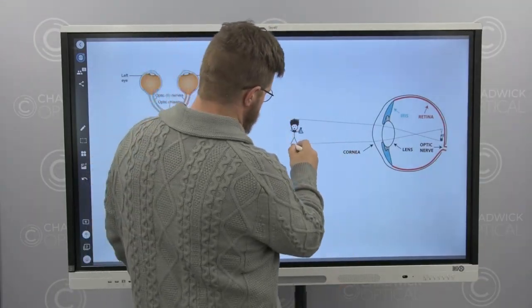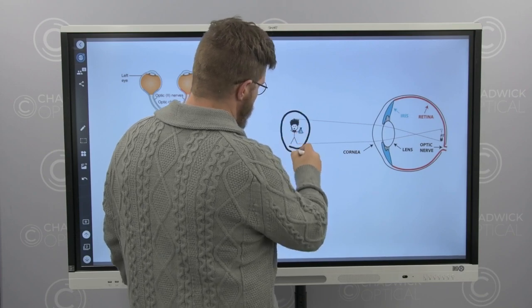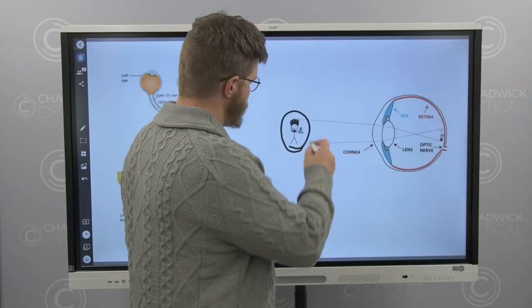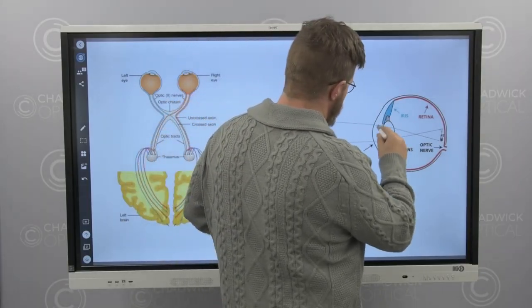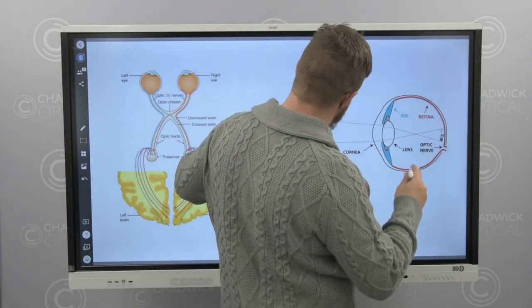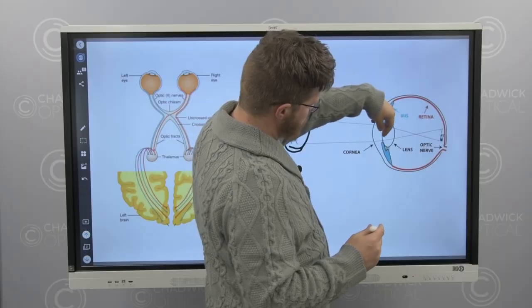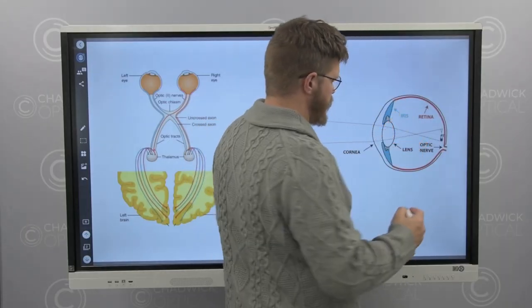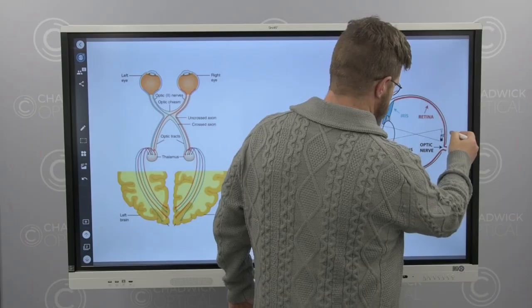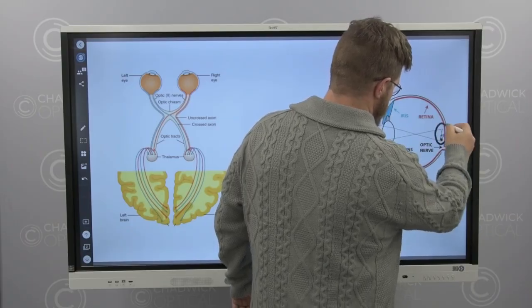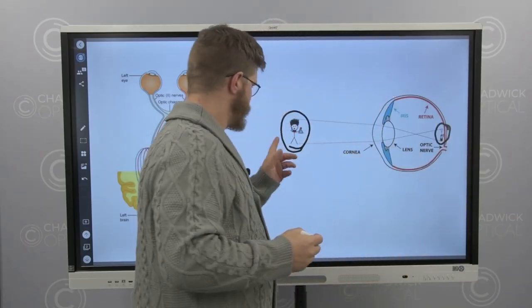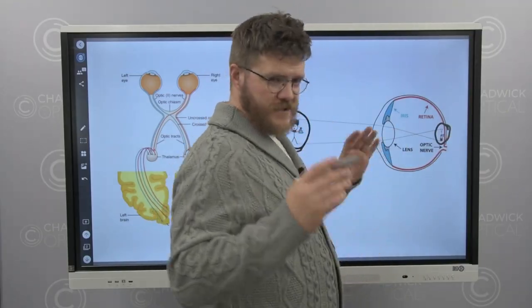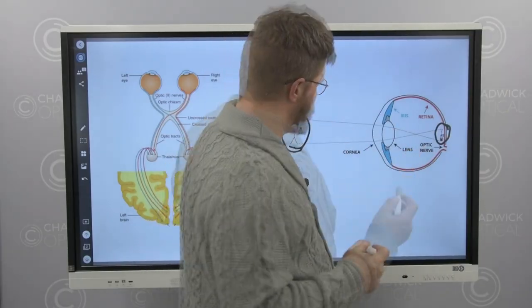So we're going to start with this guy, and he's what we want to see. So what's going to happen is that image, that light goes through the cornea, through the lens, through the liquid in the eye, flips upside down at some point, and gets broadcast, ideally, clearly, onto the retina. What changed? He's upside down now. That's okay. We work it out.